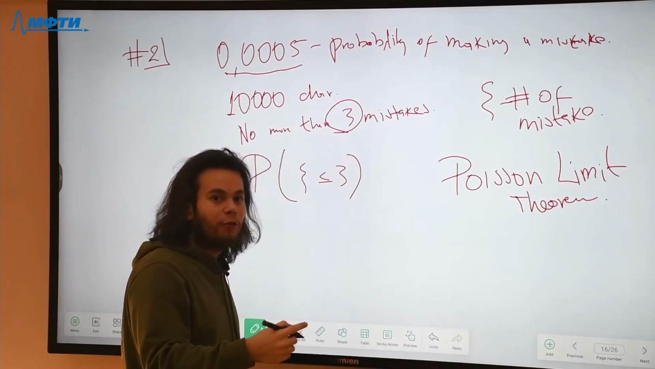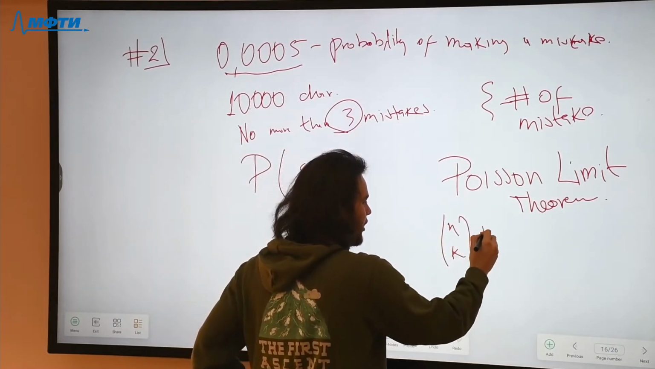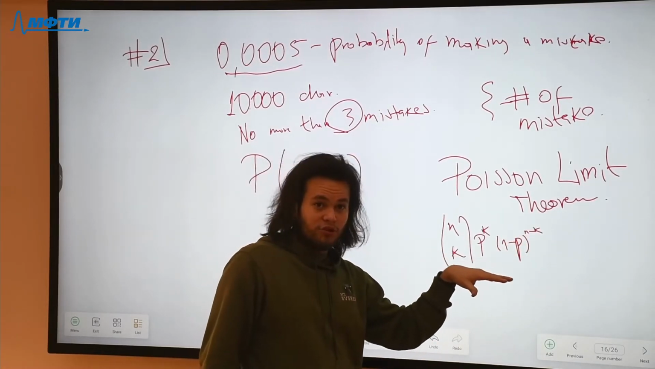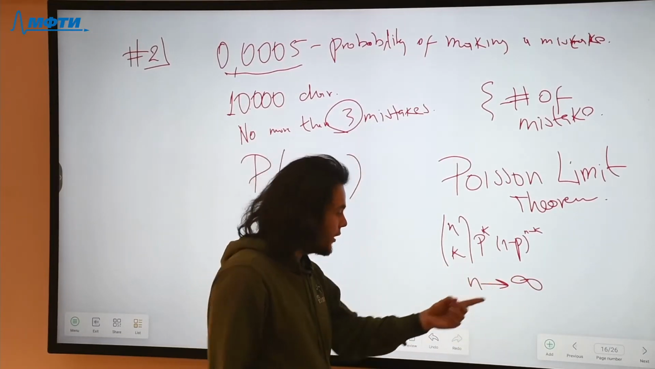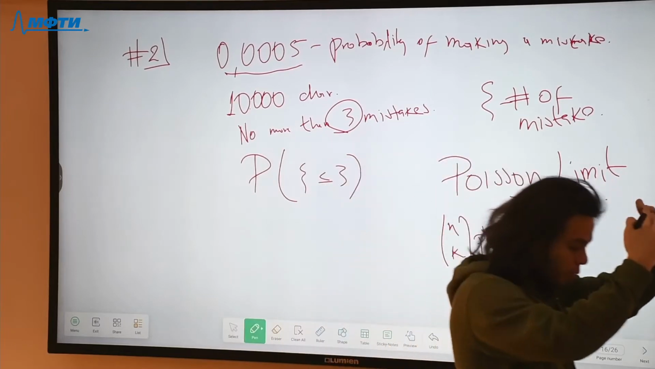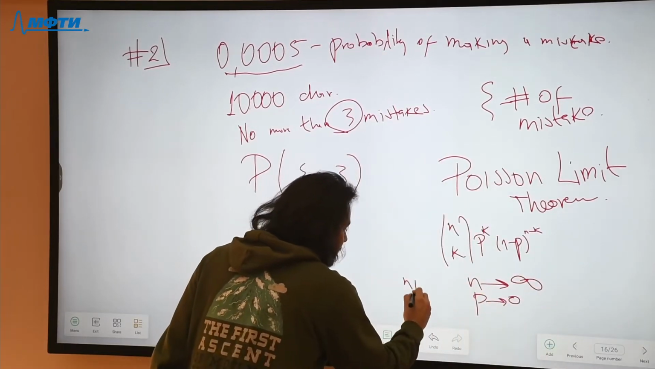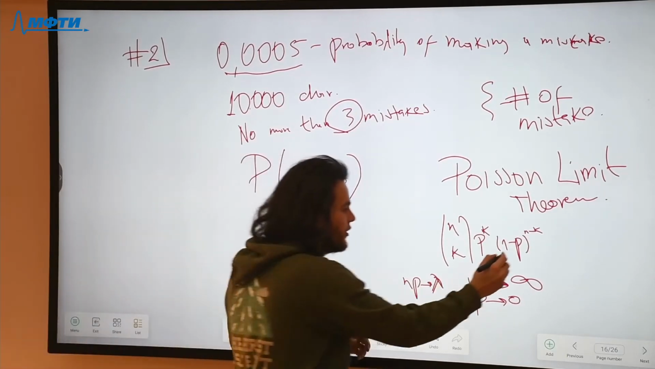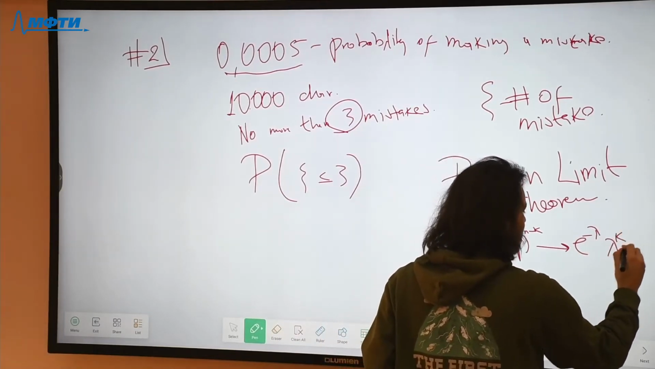And what was that? If we have the binomial distribution, right, n choose k, p to the k, and 1 minus p to the n minus k, but n is very big and p is very small, so the number of experiments tends to infinity and the probability is very small, and also np tends to some variable lambda, then all of this tends to e to the minus lambda, lambda to the k over k factorial.